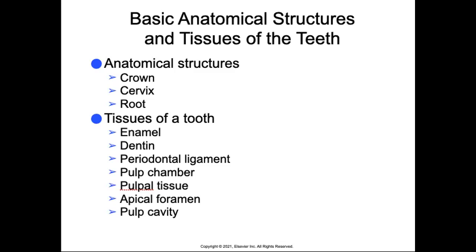Tissues of the tooth include the enamel, which is a mineralized substance and happens to be the hardest substance on the body. The bulk of the tooth is made up of dentin. This is a living cellular substance similar in structure to bone, but it's softer than the hard outer shell of the crown, which is the enamel, and the covering of the root surface, which is the cementum.